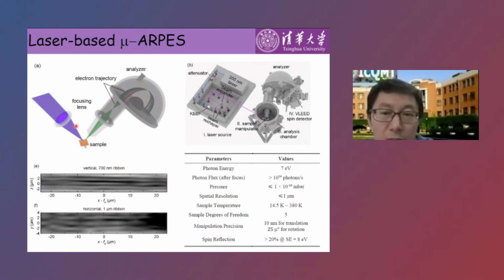We built a laser-based micro RPS system in our lab. By focusing the 7 eV laser beam down to 1 micron, we can scan the beam on the sample surface. Therefore, we can measure the intrinsic electronic structure in a single magnetic domain. The scanning photoemission measurement on the striped gold sample shows the spatial resolution of our system to be better than 1 micron. The system also has the capability to measure the spin structure.